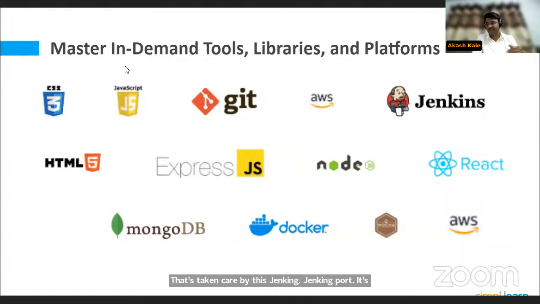And after that, we need to deploy that application in some cloud environment. There are a lot of clouds available: AWS, Azure, Google Cloud, Oracle Cloud, but preferably AWS. So these are some tools. Some are part of the front end, some are back end, some are database, and some are part of the DevOps tools.